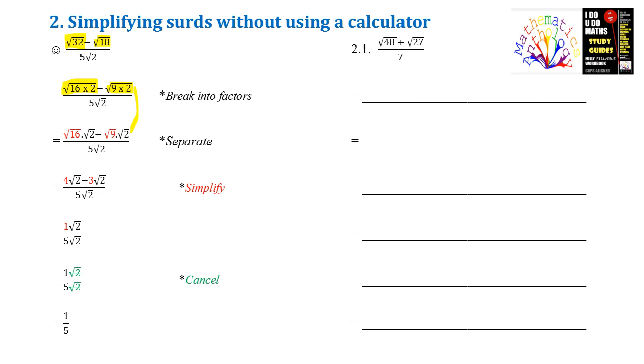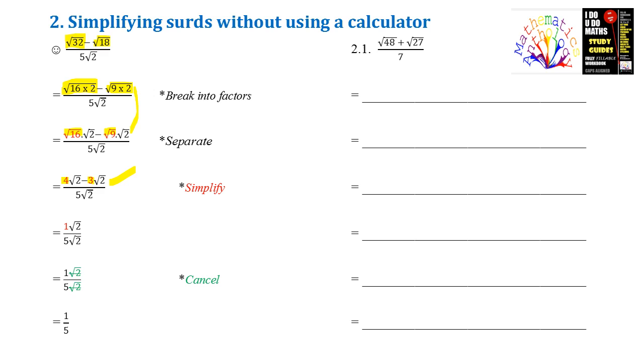We can work out the square root of 16. The square root of 16 is 4, and the root 2 stays the same because we can't work out the root of 2, that is a surd. The square root of 9 can be written as 3, and the root 2 stays the same because that's our surd, it can't be simplified. So as our numerator, we have 4 root 2 minus 3 root 2, all over our denominator of 5 root 2.